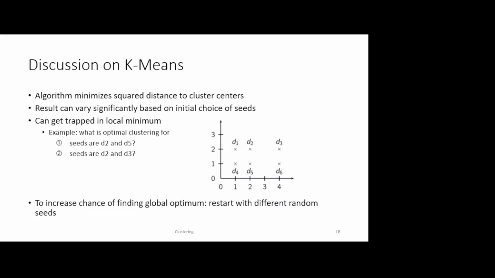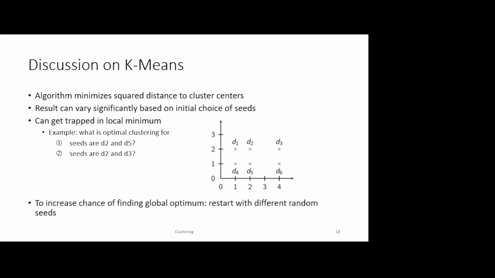Okay, so the algorithm is trying to minimize the squared distance to the cluster centers between all the data points. But the result can vary significantly based on your random seed. Remember in k-means, the first step is to randomly initialize k centroids, right? So it's dependent on your random seed. So the result can be significantly different.